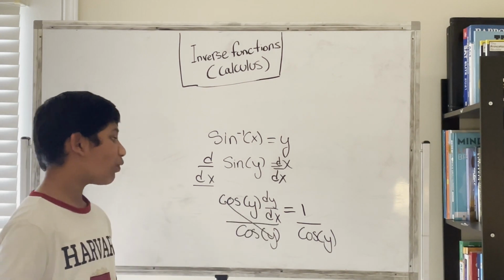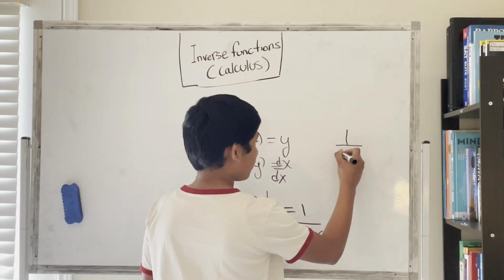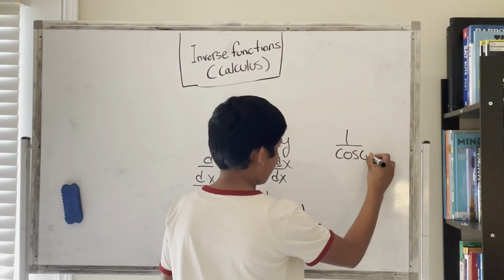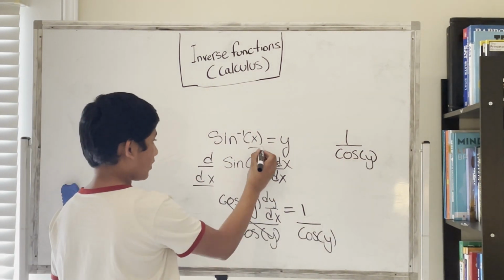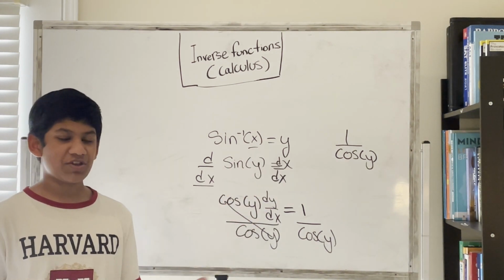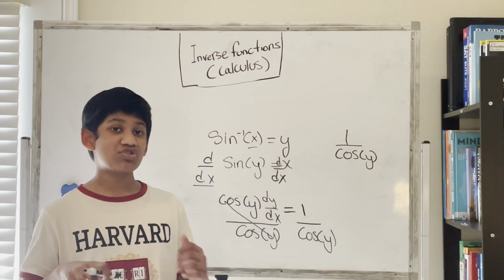Now that we have got 1 over cosine of y, people think that this is going to be our answer, but it's not, because we want it in terms of x. We have x over here, but we have y over there. So what can we do that's going to be amazing? Well, we have to use our trig identities.